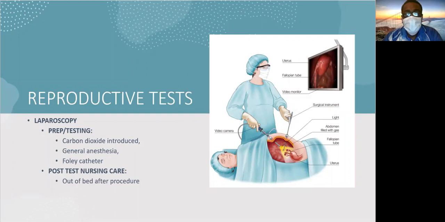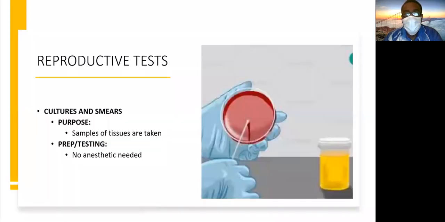Okay, if we look at laparoscopy, which is performed for visualization of the pelvic cavity through an incision beneath the umbilicus to view structures, usually carbon dioxide is introduced into the abdomen to enhance visualization. General anesthesia may be used, and a Foley catheter is inserted for bladder decompression. The patient can be out of bed after the procedure and can resume a regular diet. So that's part of our post-test nursing care.